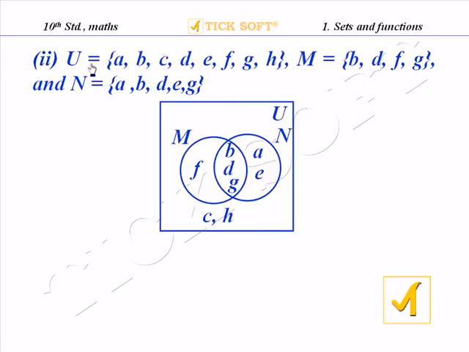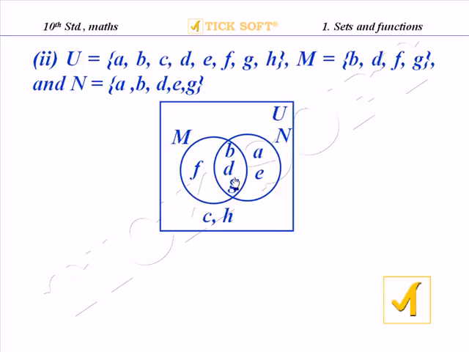Then U, in the universal set there are A, B, C, D, E, F, G and H. These are all the elements of U. Then M has B, D, F, G, 4 elements. And N has A, B, D, E, G, 5 elements. Now we have to take the universal set, and 2 sets are there, M and N. Now the common elements of M and N are B, D, G. That should be taken here, B, D, G.